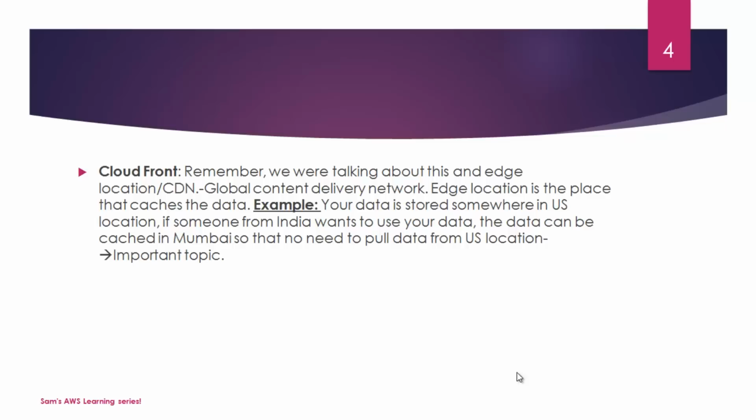So instead of traveling all the way to the US, the request from the user goes to the nearby location where the data is cached. CloudFront has something called edge locations, and edge locations are the places where the data is cached. So the second user from India gets to access the data much more quickly by accessing the Mumbai location, right?